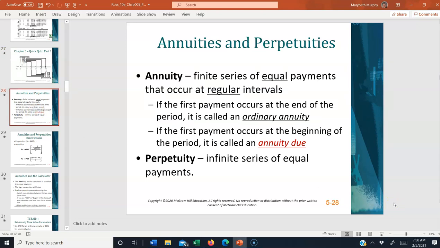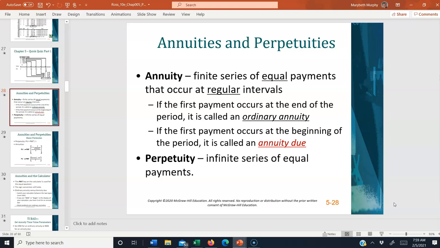Now we're going to talk about something called annuities and perpetuities. An annuity is a finite series, okay? Finite meaning it's going to end at some point, of equal payments that occur at regular intervals. And regular intervals is important. You can't have a payment 1 year and then another 3 years and then 2 years and then 5 years. They have to be regular intervals, once a year, once a quarter, once a month, something like that.